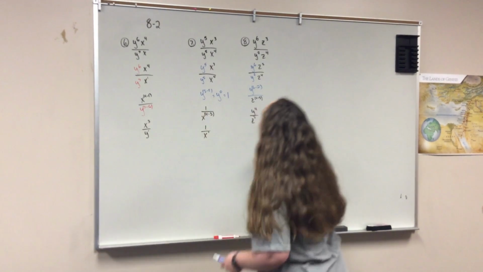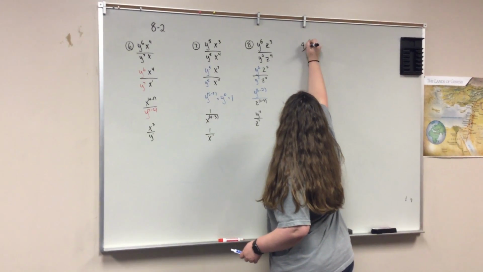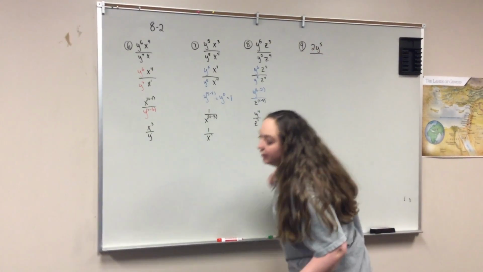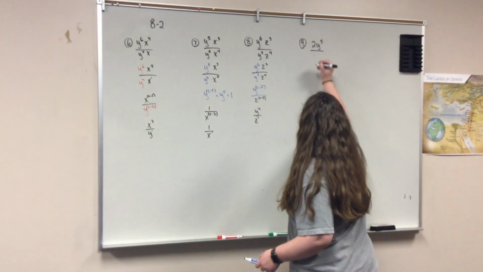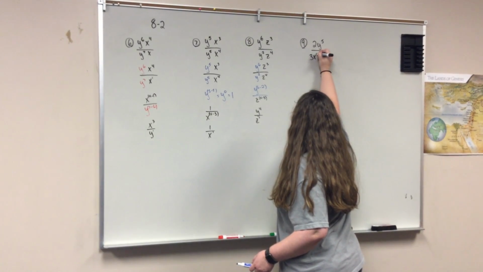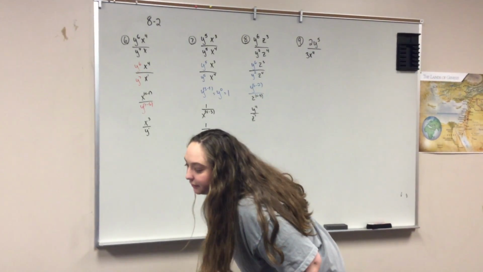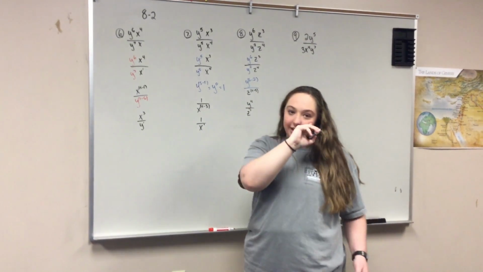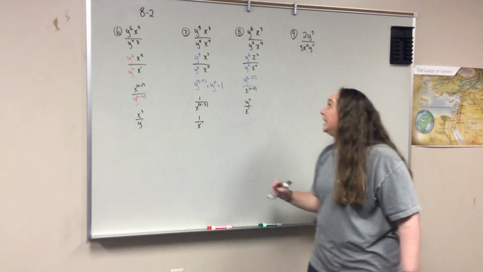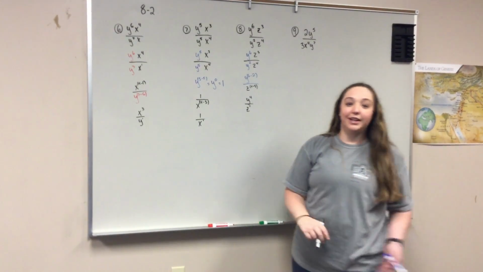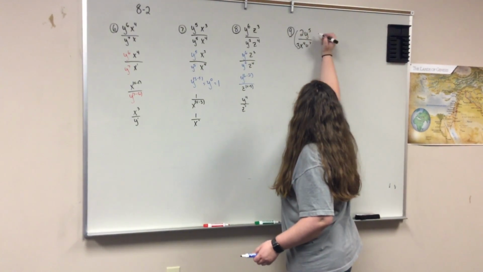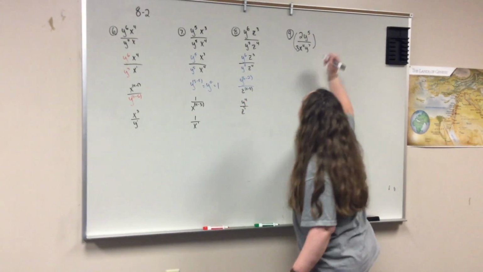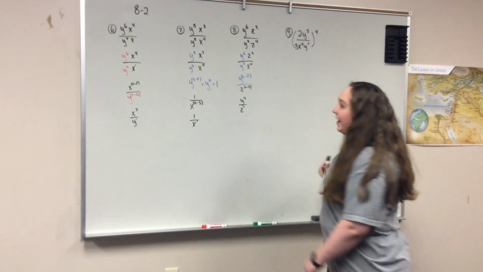We have 2y raised to the 5th power over 3x to the 4th power times y to the 7th power. So that's already a lot going on, right? We got numbers, we got 2 variables, we got exponents, but then Alex is gonna throw in these parentheses, and we're gonna do this whole thing by the 4th power.